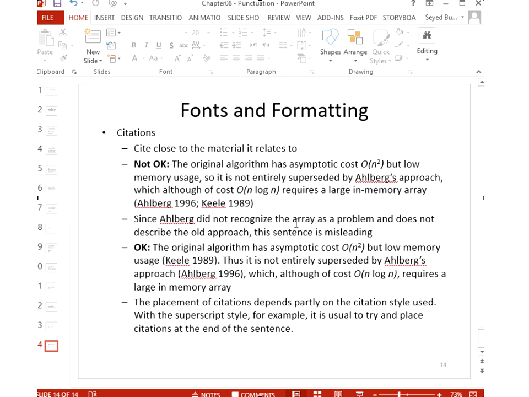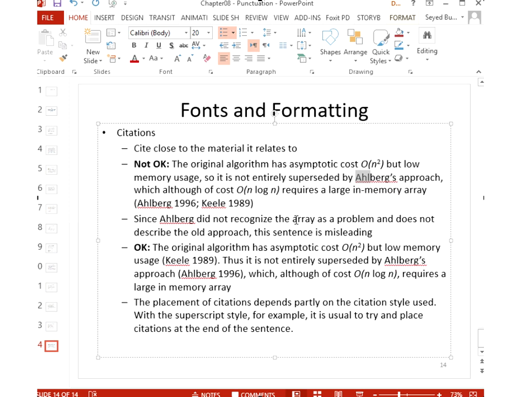How about citation? If I'm going to give some citation, please cite it to the part of the message which is related to the paper itself. Here is an example: The original algorithm has asymptotic cost but low memory usage, so it is not entirely superseded by Olberg's approach, which although of lower cost requires a large in-memory array. Question: did Olberg consider that array as a problem? And he does not describe anything about the old approach. So this is misleading.